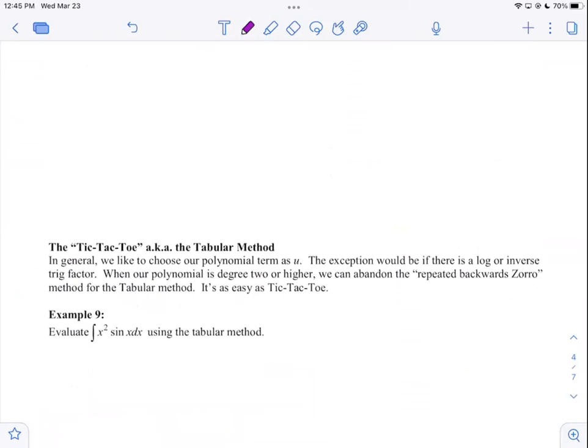Comments, questions, quips, quotes, concerns? Yes.